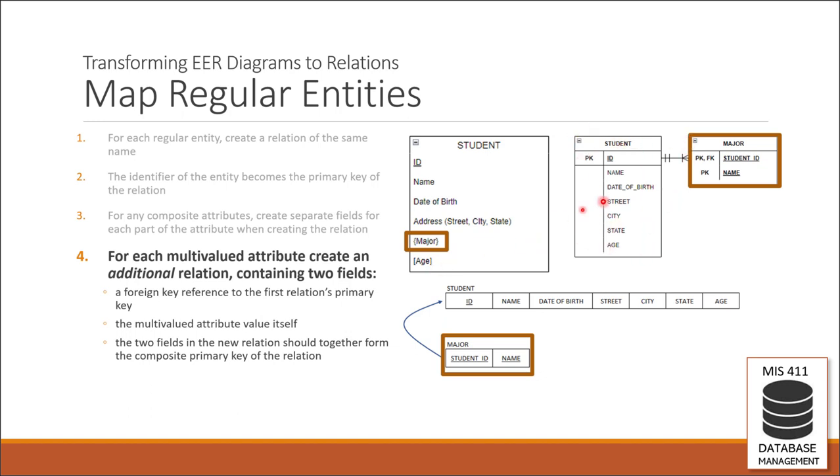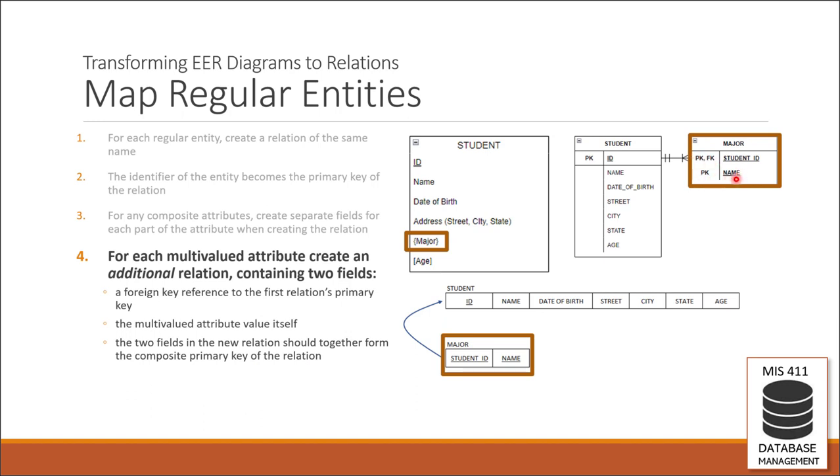Because it's multi-valued, I create a major relation table. And as noted, the two fields in this relation are a foreign key reference to the first relation's primary key. So here's the foreign key reference. I have student ID. It's a foreign key referencing the ID in the relation, which is the primary key of student, as well as the multi-valued attribute value itself. That would be the name, i.e. computer science, etc. The two fields in the new relation should together form the composite primary key of the relation. So student ID and name are both part of the primary key.